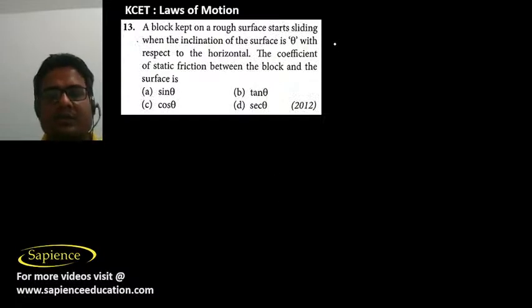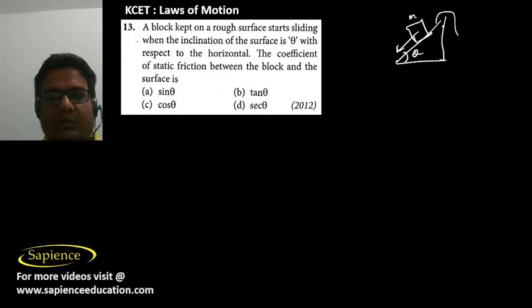Then in question number 13, it has been told that a block kept on a rough surface starts sliding when the inclination of the surface is theta with respect to the horizontal. A block is kept on a rough surface and it starts sliding. Then the coefficient of static friction between the block and the surface, let's say it is mu.